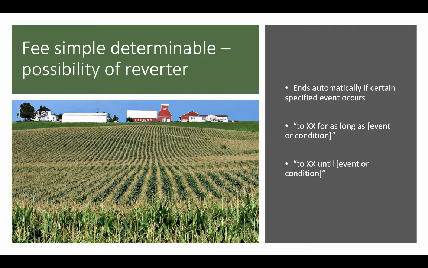If that kind of language is used, the recipient receives a fee simple determinable, and the original owner retains what's referred to as a possibility of reverter. And that name comes from the fact that even though the owner has given fee simple to the recipient, there is the possibility that the property will someday revert back to the original owner or their heirs. So that's why we call it a possibility of reverter.